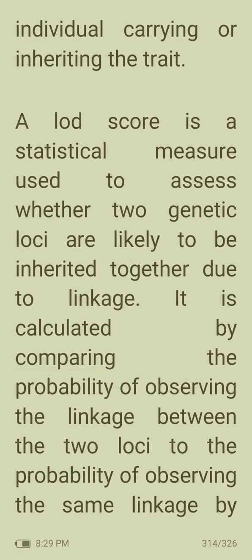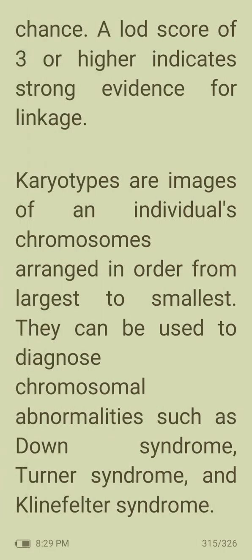The LOD score is a statistical measure used to assess whether two genetic loci are likely to be inherited together due to linkage. It is calculated by comparing the probability of observing the linkage between the two loci to the probability of observing the same linkage by chance. A LOD score of 3 or higher indicates strong evidence for linkage.